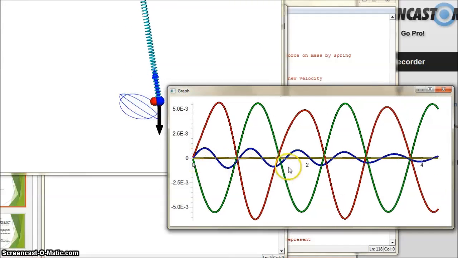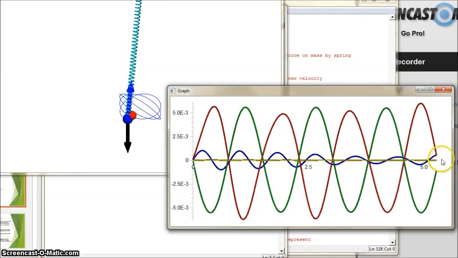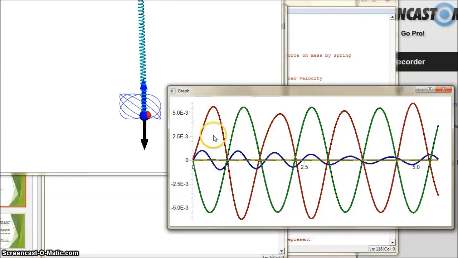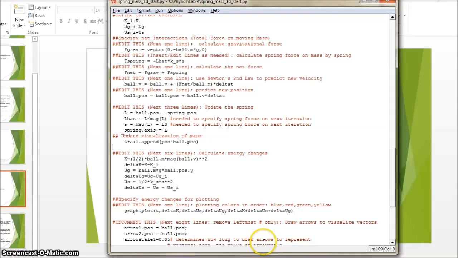So we can see here that we have the total energy, and that always equals 0, and we can also see the different potential energies, the gravitational and the spring potential energy, and then we can also see the kinetic energy in blue. Now I'll go ahead and run the program one more time.